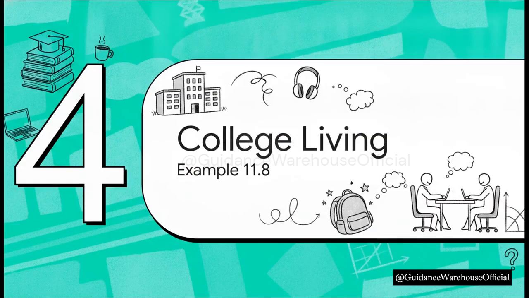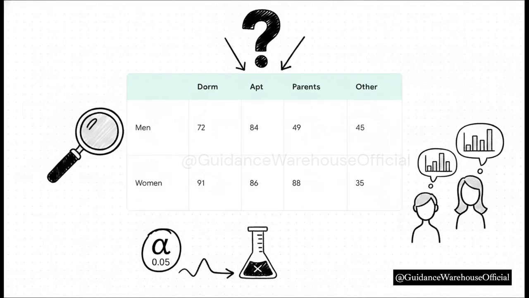Let's make this a whole lot easier with a real example. Section 4, college living arrangements. All right, let's look at some numbers.